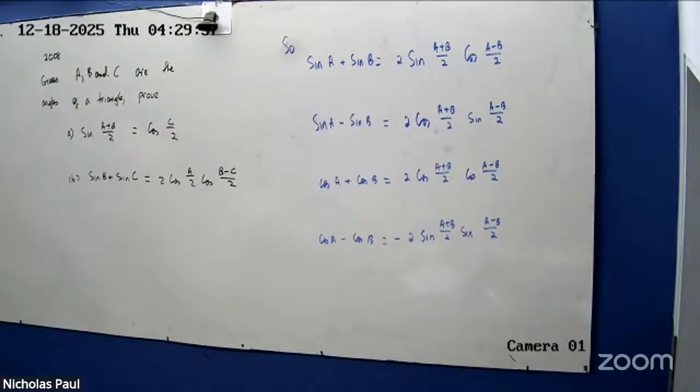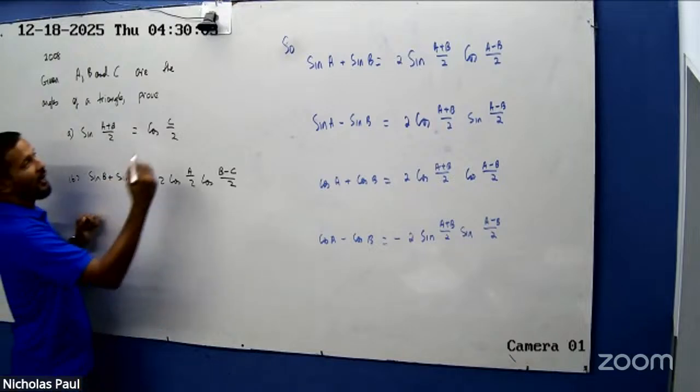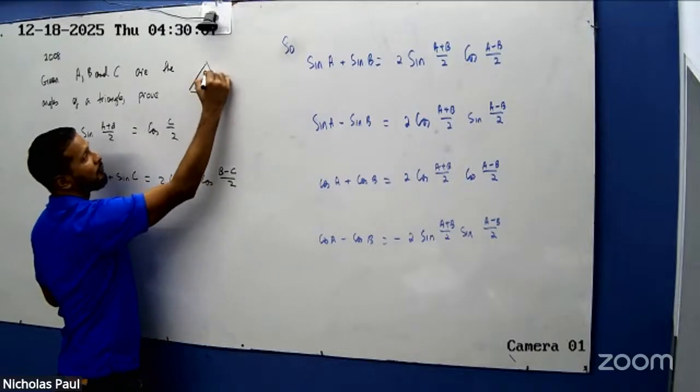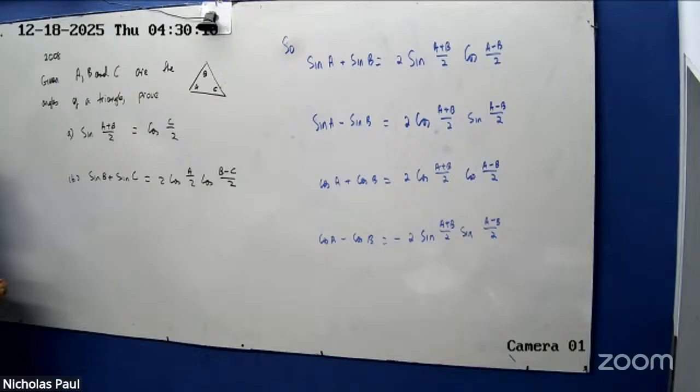So it's a little tricky. It's a little tricky, right? So start with drawing a little triangle. This is what you come up with.